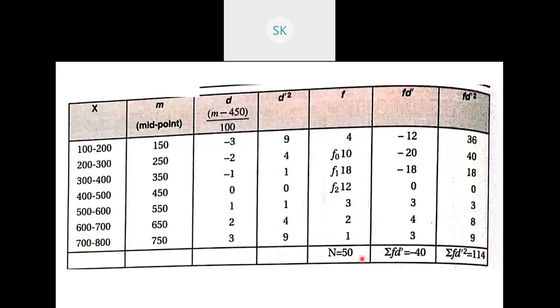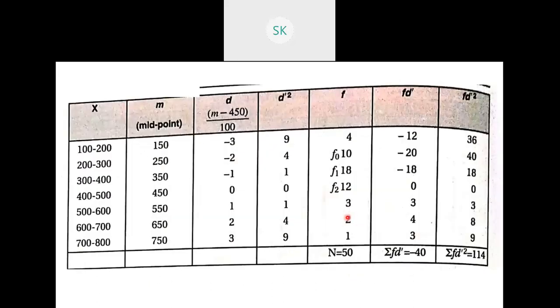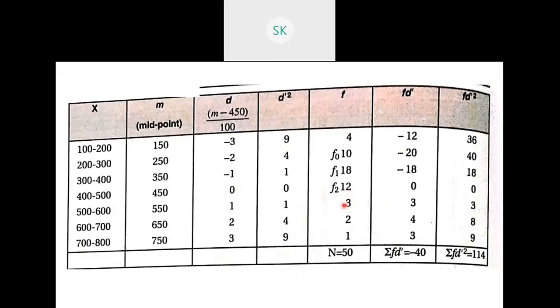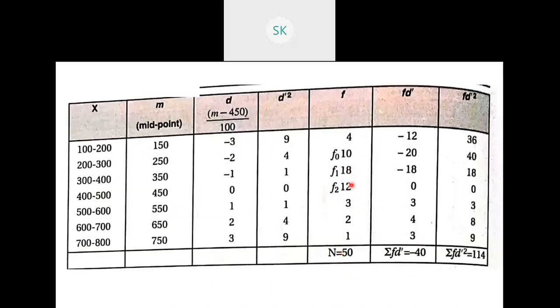Now in frequencies, we are starting from the least number, that is 1. If you see the question, it starts in the last. So from 1, the next frequency will be 3 minus 1, so 3 minus 1 is 2. Next frequency will be 6 minus 3, so 6 minus 3 is 3 again. And the next frequency is going to be 18 minus 6, so 18 minus 6 will give you 12. Likewise, we are going to solve all the frequencies from cumulative to normal frequencies and we get these frequencies here.